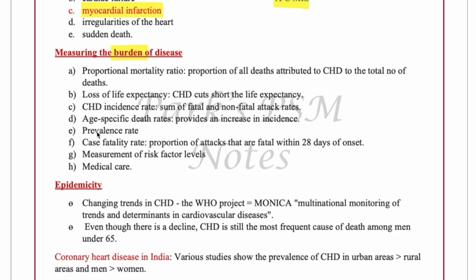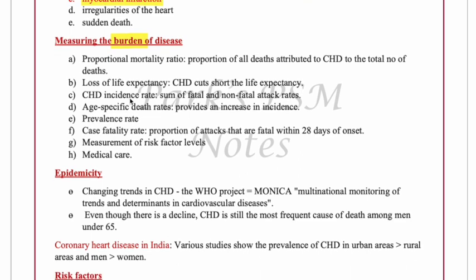The fifth one is prevalence rate. It always refers to calculating the old and new cases of CHD. So, in incidence, only the new cases are included, whereas for the prevalence rate, we calculate both old and new cases. Next is case fatality rate. It is defined as the proportion of attacks that are fatal within 28 days of onset.